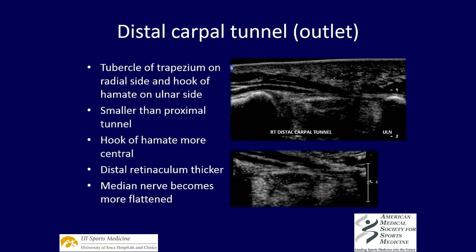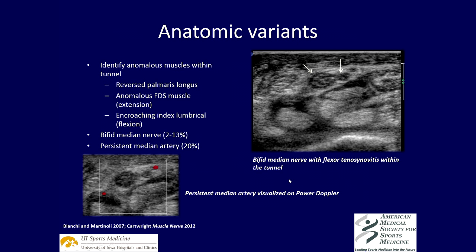As we move distally down into the wrist, we'll find the carpal tunnel outlet, which will be formed by the borders of the tubercle of the trapezium on the radial side and the hook of the hamate on the ulnar side. Because the hamate is somewhat more centrally located, the outlet is a bit smaller than the inlet. The distal retinaculum is also slightly thicker at this location, and because of this, the median nerve will have somewhat more of a flattened appearance normally, so that should not be misinterpreted as pathologic.